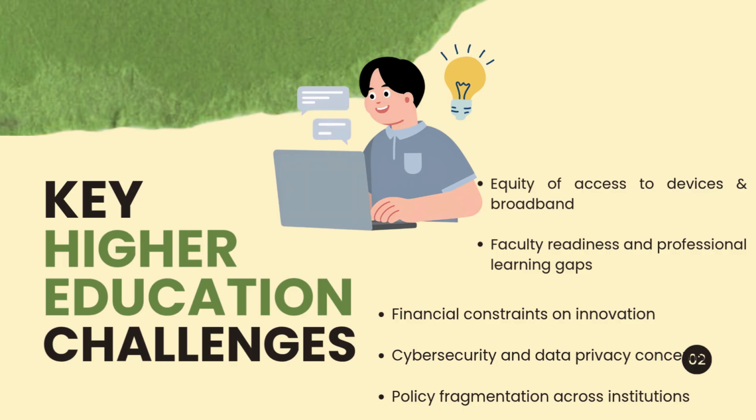Next is cybersecurity and data privacy, whose concerns are increasingly prominent. With this rise of digital tools, protecting sensitive information has become a critical priority for educational institutions. Policy fragmentation across institutions creates inconsistency and confusion. This lack of uniformity can slow down the implementation of effective solutions across campuses.